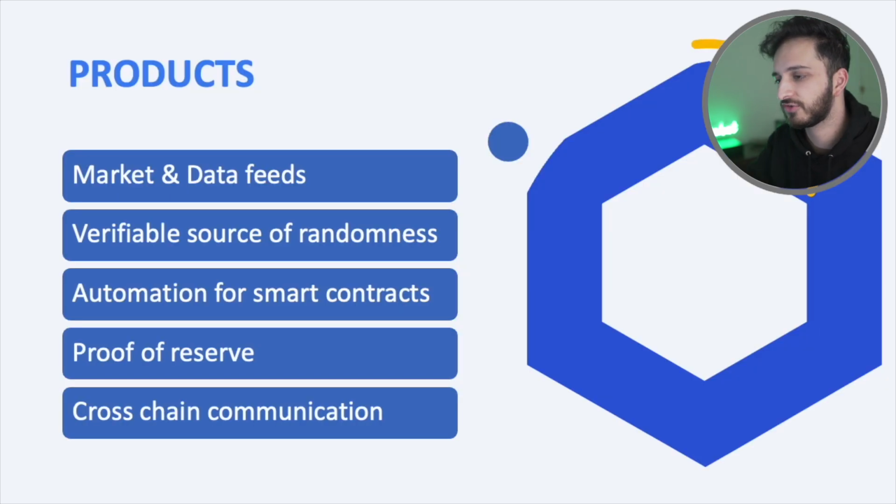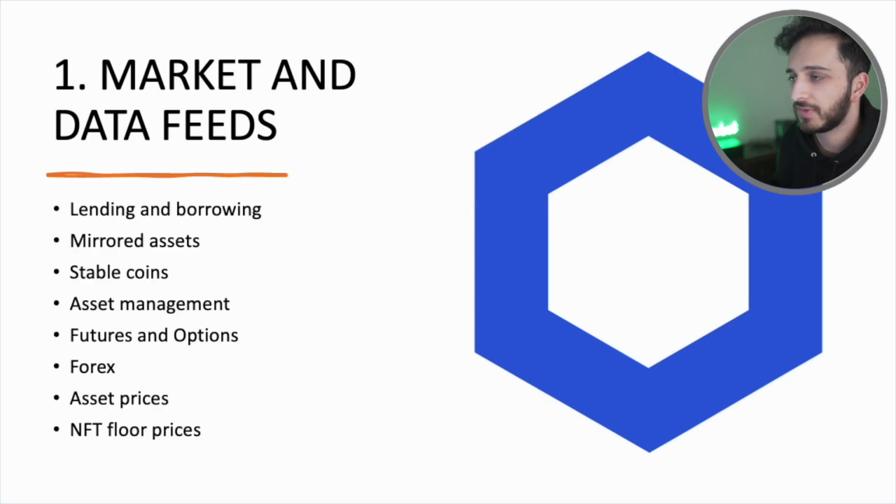Now, I did some research, and basically what I found was that Chainlink offers 5 main products. What I wanted to do is go into each of these 5 different products and explain how they work, where Chainlink comes into it, and I think this will give you a good idea of how Chainlink operates and where the value of Chainlink comes from. So we'll talk about the first product. It's market and data feeds, and basically Chainlink powers the majority of DeFi that we have at the moment.